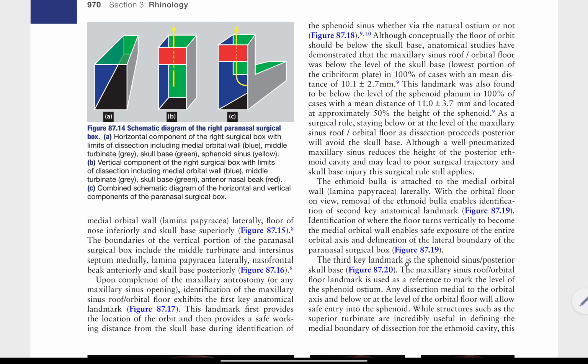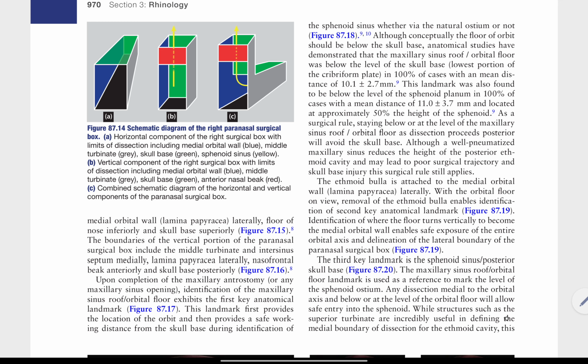The third key landmark is the sphenoid sinus or posterior skull base. The maxillary sinus roof or orbital floor landmark is used as a reference to mark the level of the sphenoid ostium. Any dissection medial to the orbital axis and at or below the level of the orbital floor will allow safe entry into the sphenoid.